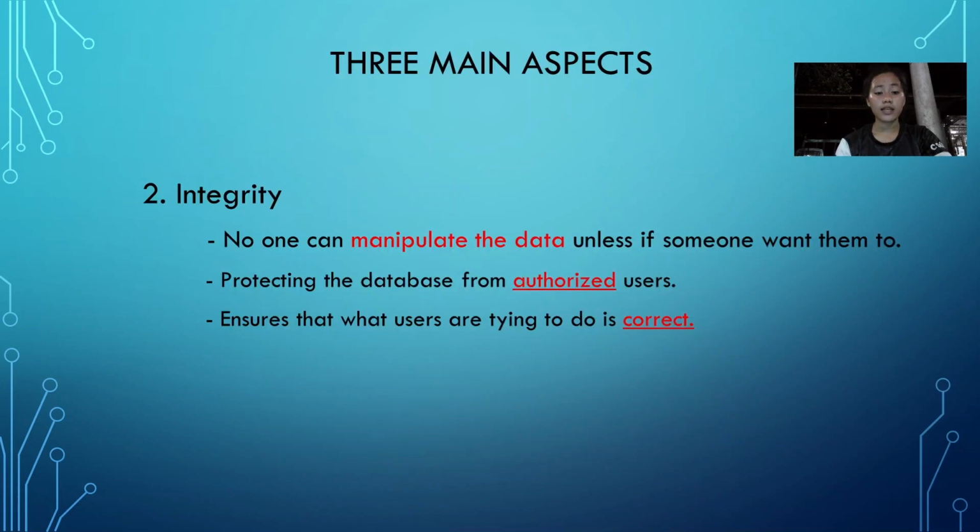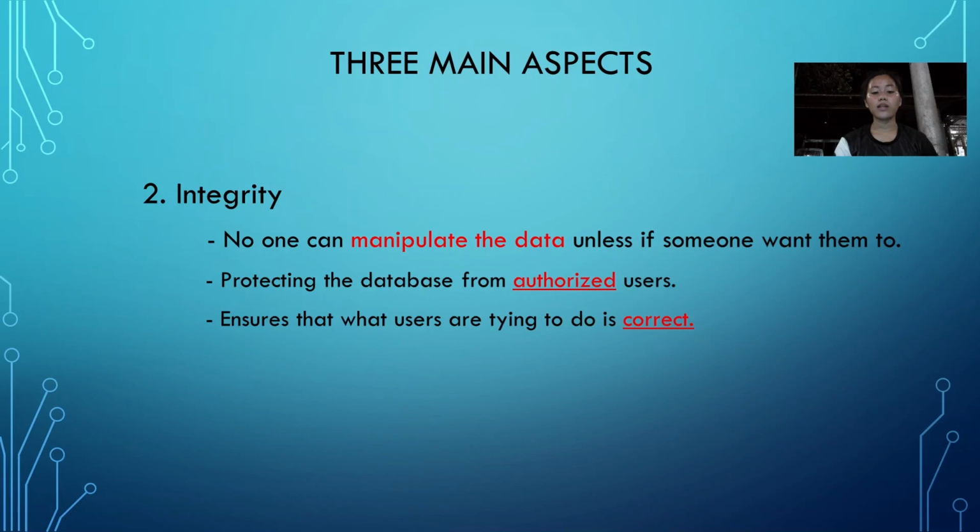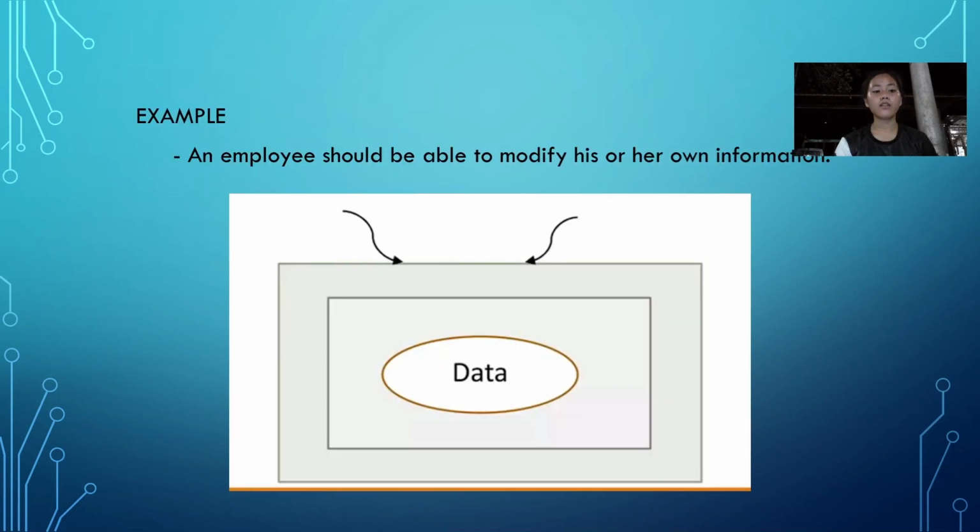And the next is integrity. In integrity, no one can manipulate the data unless someone wants them to. It is protecting the database from unauthorized users, and ensuring that what users are trying to do is correct. An example of integrity is that an employee should be able to modify his or her own information.